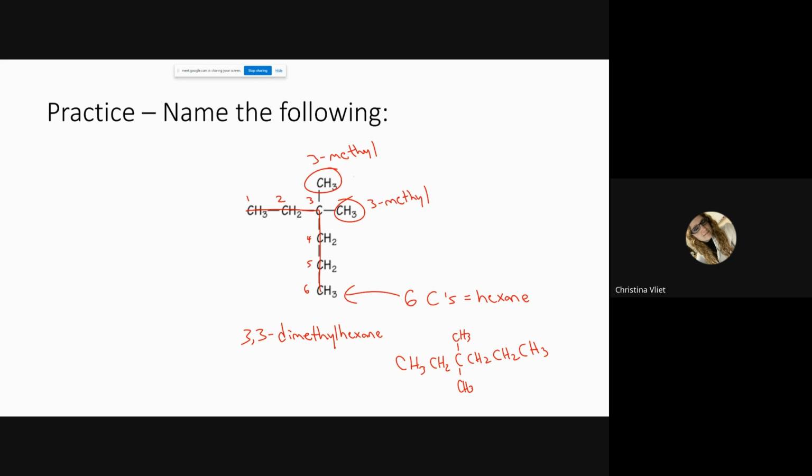Okay. Now that I've brought this up to you, this is a skeleton. What's your longest continuous carbon chain here?